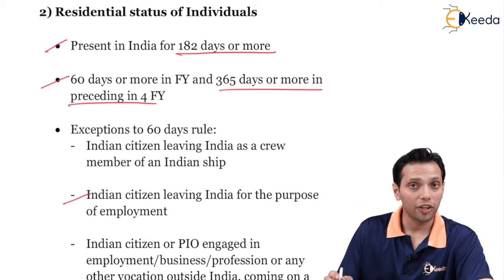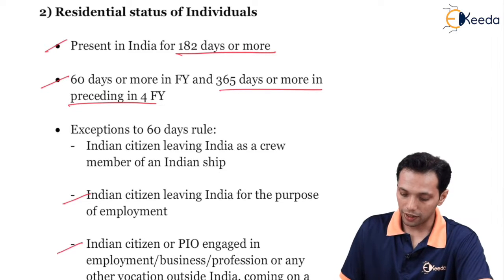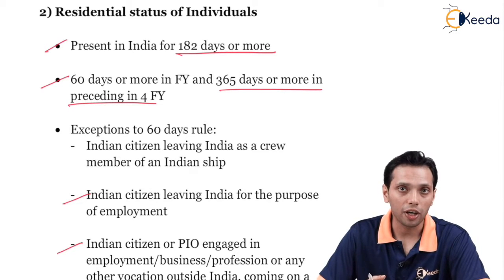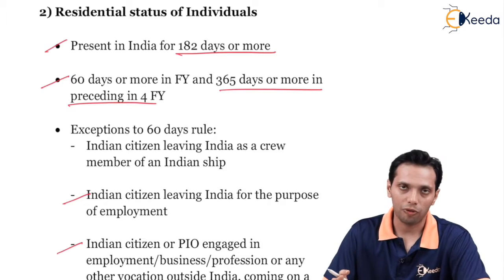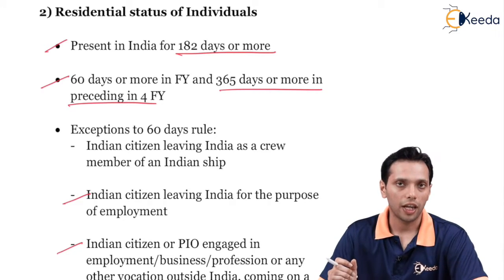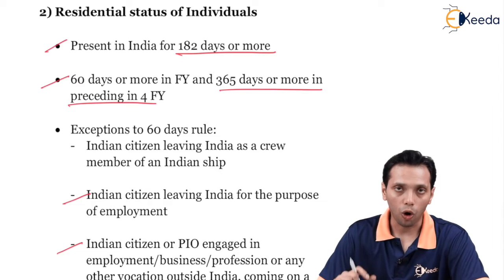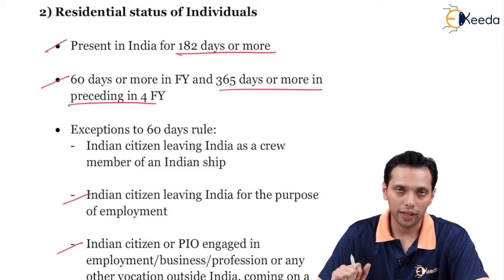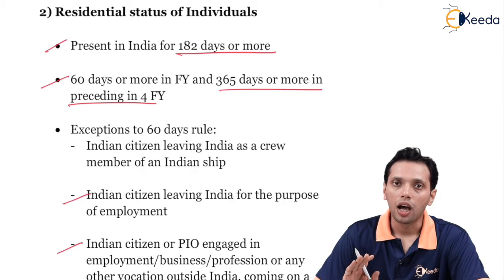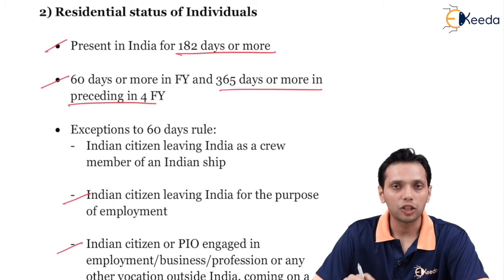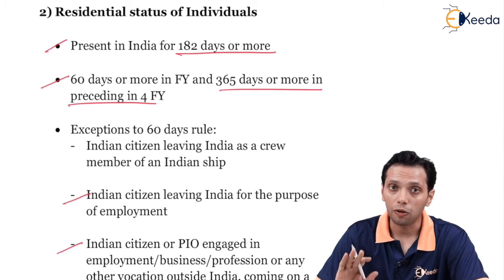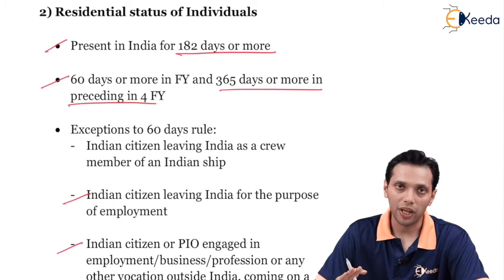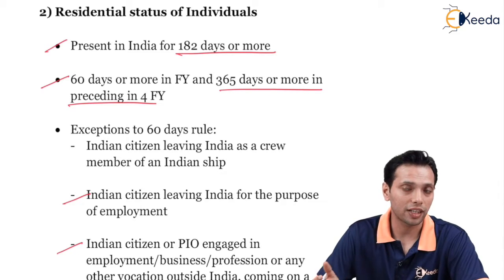Second is an Indian citizen leaving India for the purpose of employment. And third is an Indian citizen or person of Indian origin who has left India for the purpose of employment or profession outside India and who comes on a visit to India. For that person also the 60 days criteria won't be applicable. So for example, a person who is leaving India for the purpose of employment and whose number of physical days in India is 150 for the relevant previous year, then the 60 days criteria won't be applicable for the purpose of qualifying as resident.